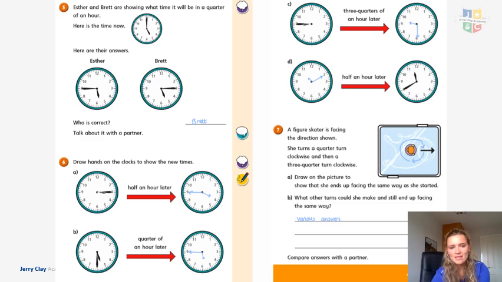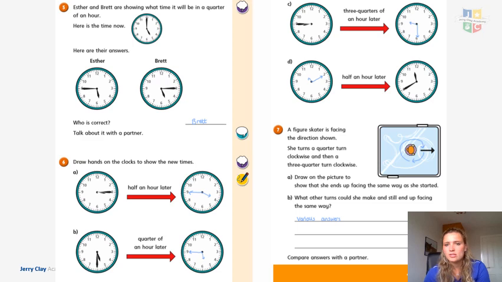nearly at the 4, and then for part B, if it's a quarter of an hour later, it's moved a quarter way round, it's moved 3 numbers, so your minute hand should be pointed to the 9, and your hour hand should be pointing somewhere between 5 and 6, but nearer to the 6.